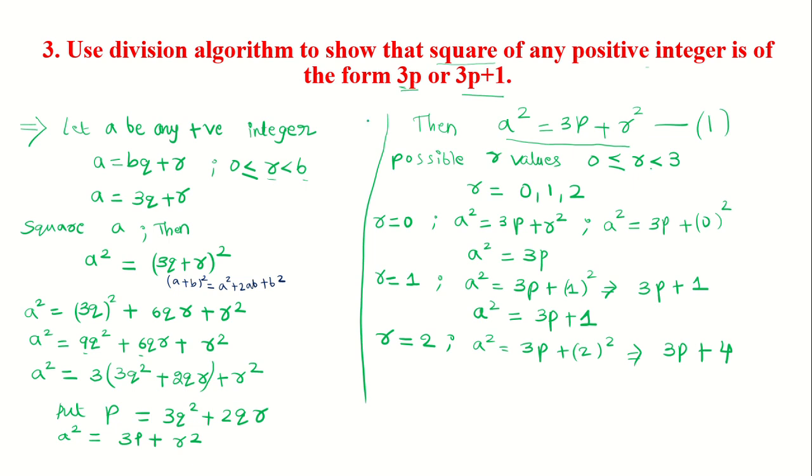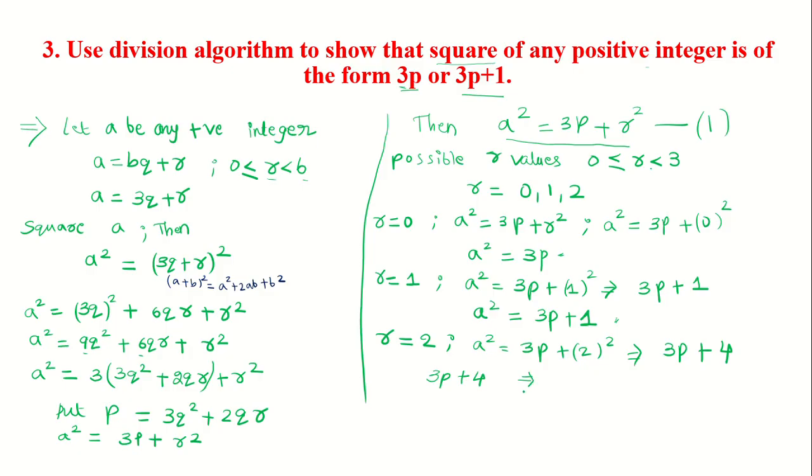So in the question, we need to show that the square of the positive integer is of the form 3p or 3p plus 1. So when r equals 0, we got 3p, which is mentioned in the question. When r equals 1, we got 3p plus 1, which is also in the question. So we obtained this also. Now look at this. When r equals 2, how can you write this 3p plus 4?